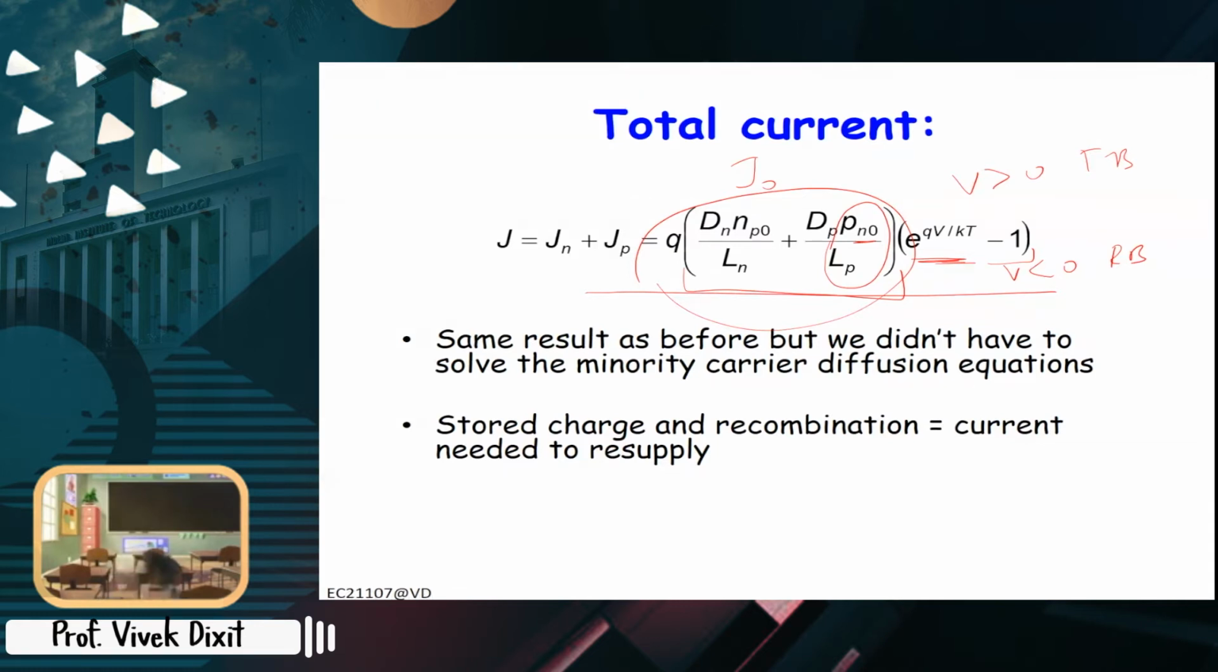Now I give you one homework here. Let's say the length of the N region or P region is short. This length is comparable to Ln or Lp, right? In that case, what will be the current? So all of you try this one, and we can discuss in the tutorial.